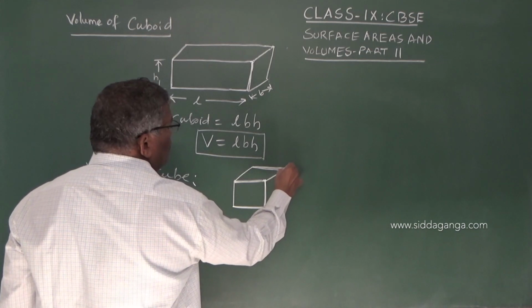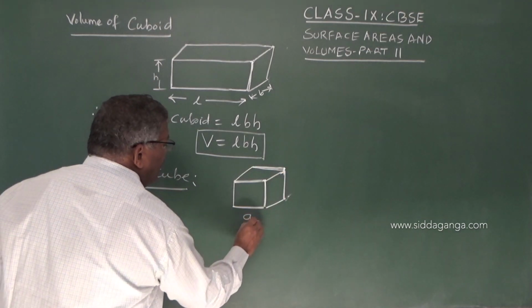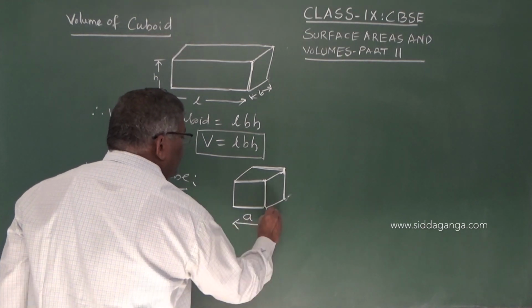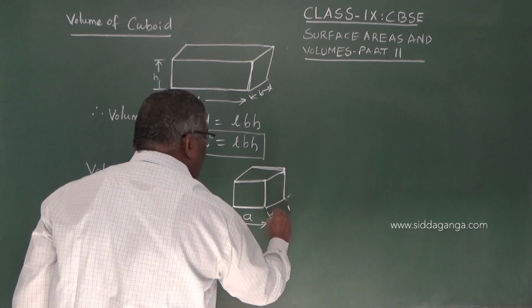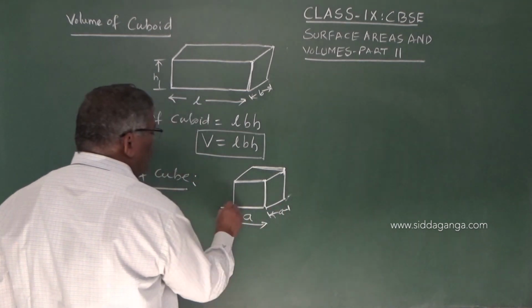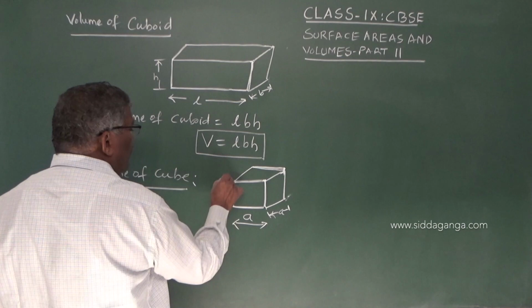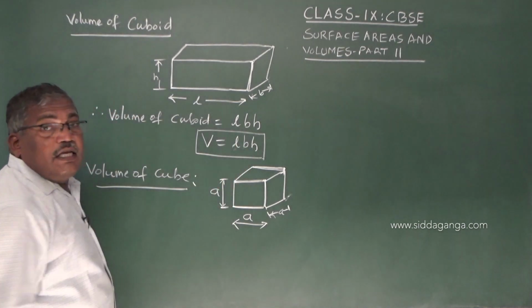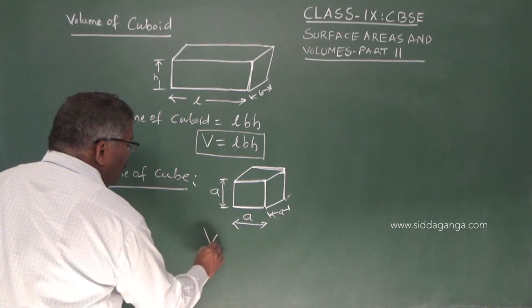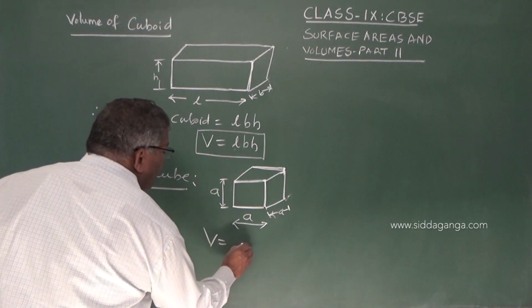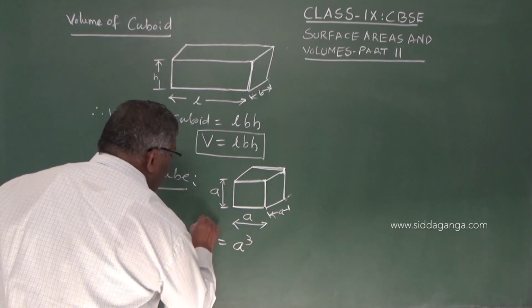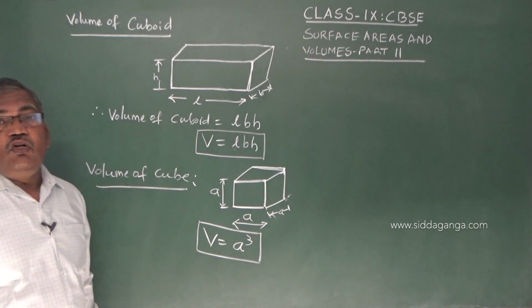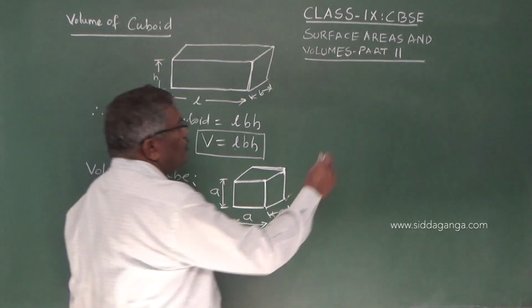We call them as A. If this is A and from here to here, this is also A, and height is also A. So L is A, B is A, H is A. So therefore volume will be equal to A cube. So this is the formula for volume of a cube.